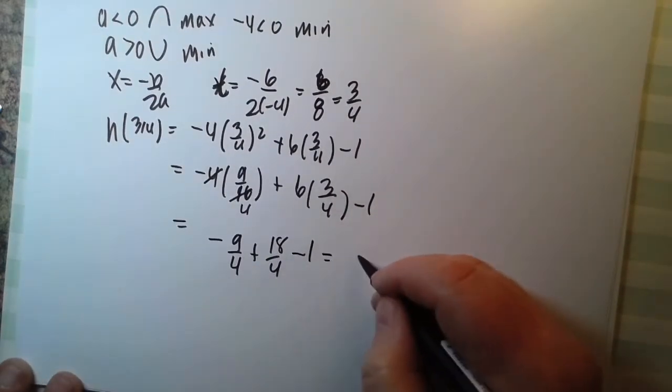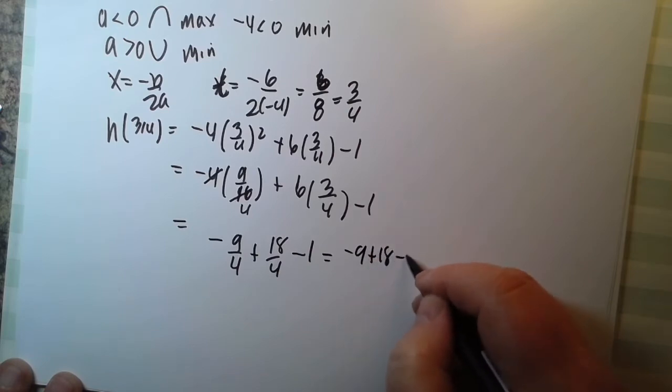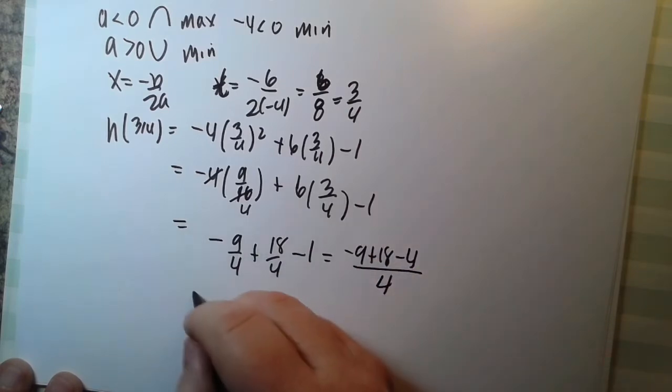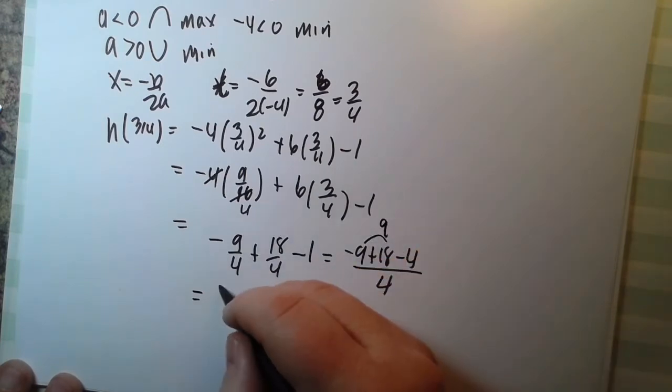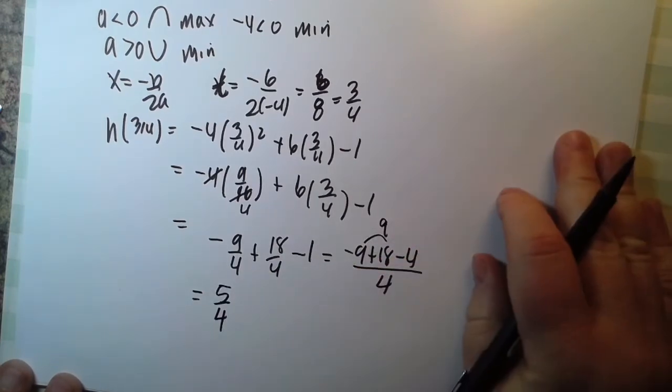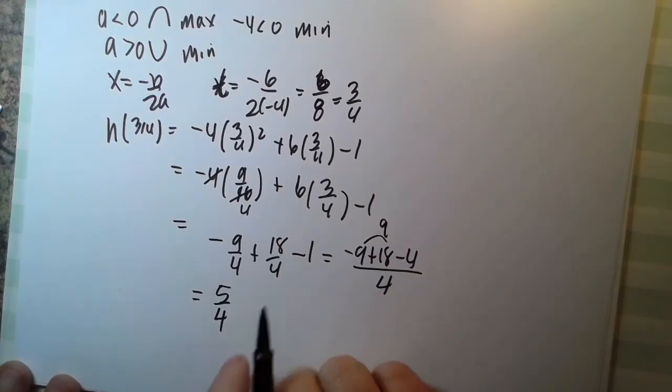Get a common denominator, of course. That'd be 9 plus 18 minus 4 all over 4. So this is 9, subtract 1, that's 5/4. So our maximum value is 5/4.